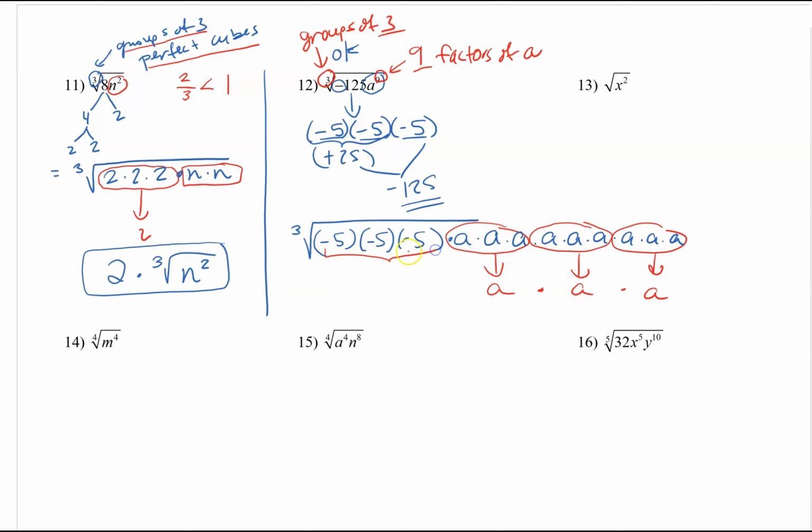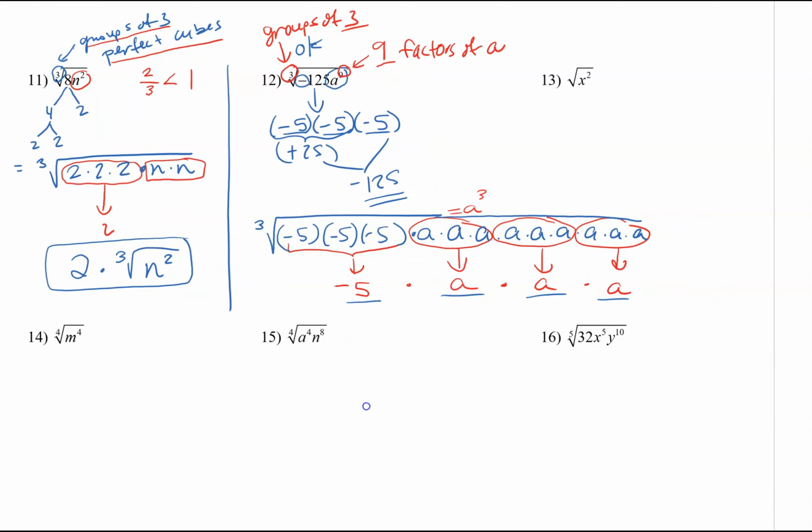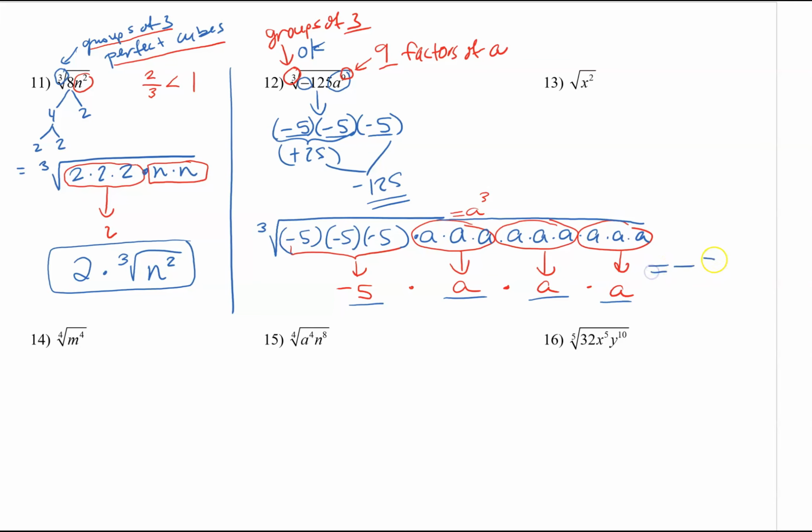There's also the perfect cube, I should say, of negative 5. So this is negative 125, the cube root of which is negative 5. This is a to the third, the cube root of which is a, and again that happened 2 more times. So this is another one where there's actually nothing left under the radical sign because everything made a perfect cube. Everything made a perfect group of 3. And so I can take out 1, negative 5, and then 3 factors of a. So that ends up equaling negative 5 times a to the third power.